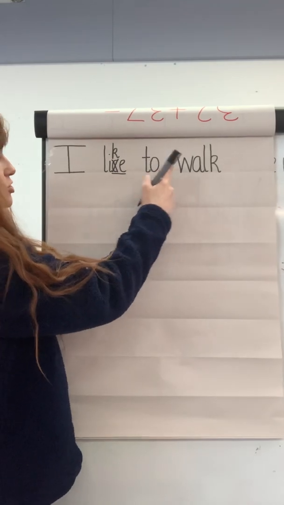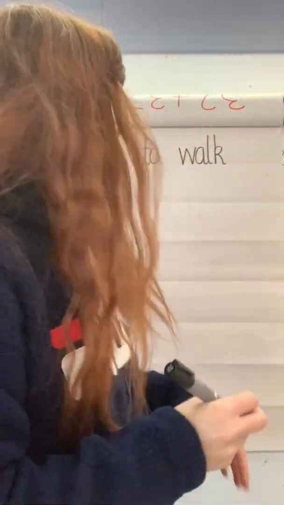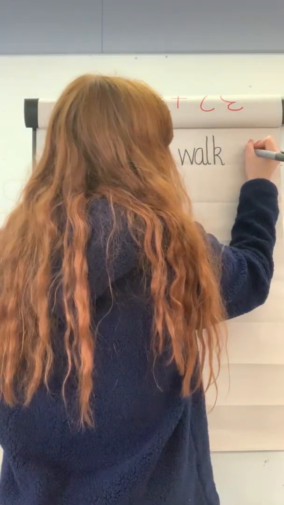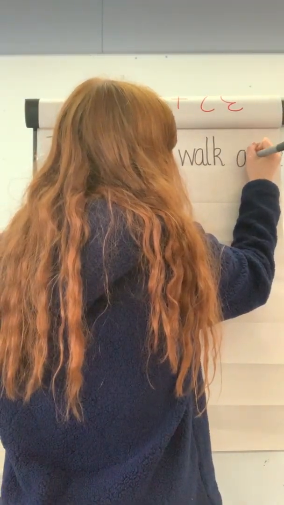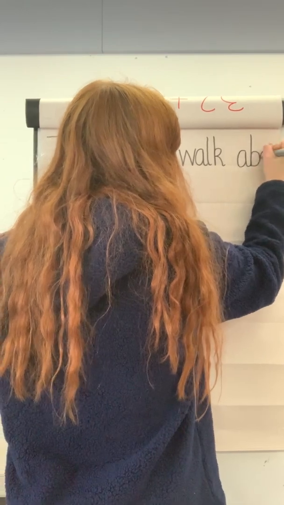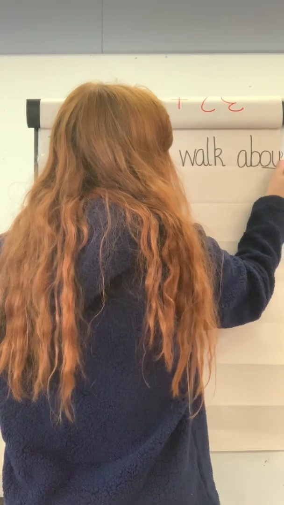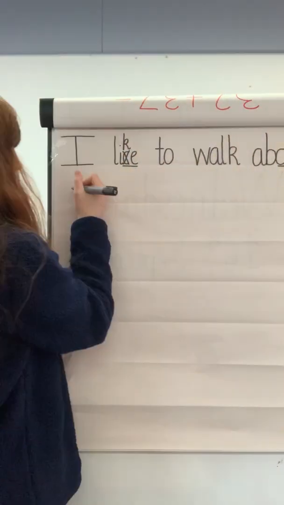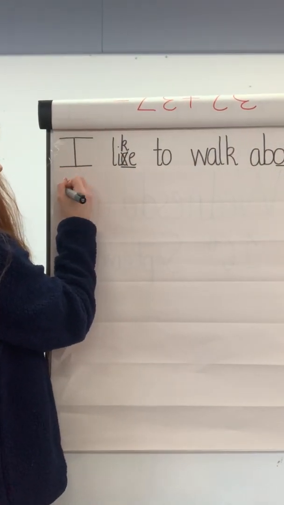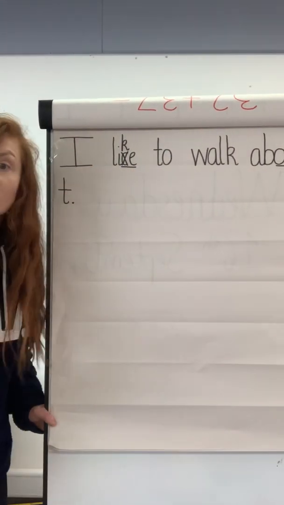I like to walk about, and that's using our ow sound from today. So think about how we're spelling the ow sound for "look out, bears are about". So about, I can hear that the first sound is "a", and then I've got "bout", so b, our ow sound from today, which is O and U. And then over here, because I can't fit it on, I'm going to put my T. I like to walk about, and I'm going to put my full stop on the end.